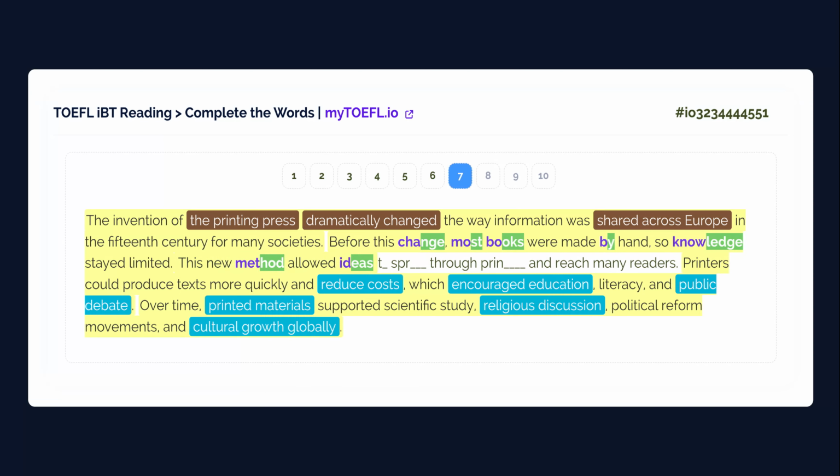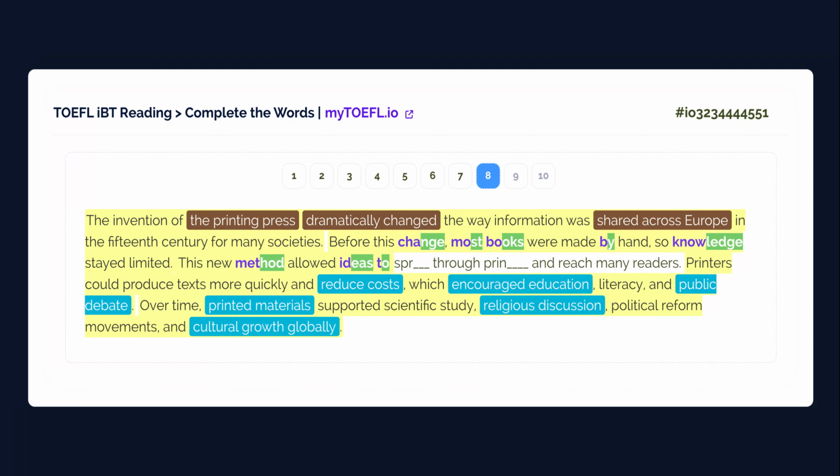Now we have a very small but essential word that connects the noun to the action that follows. It's part of an infinitive structure. This new method allowed ideas "t." The question provides the letter T and 1 blank. In English, when we use the verb "allowed," followed by an object like "ideas," we usually need the infinitive form of the next verb. Looking at the given parts, the only word that fits this grammatical role is "to."